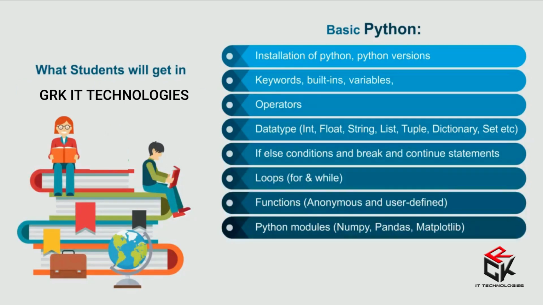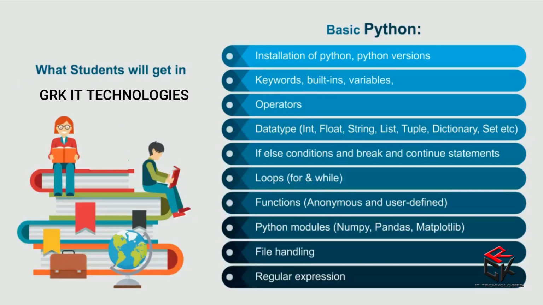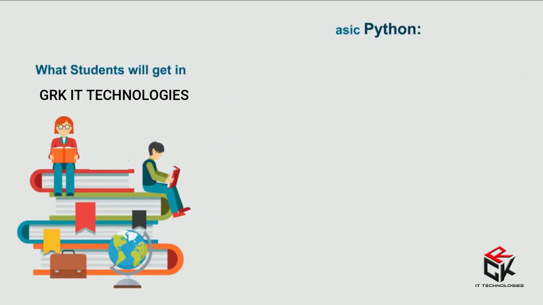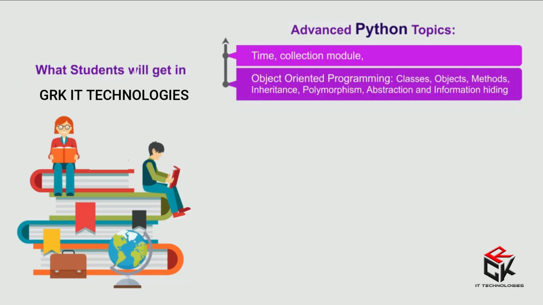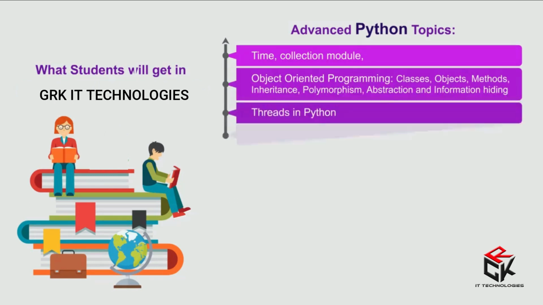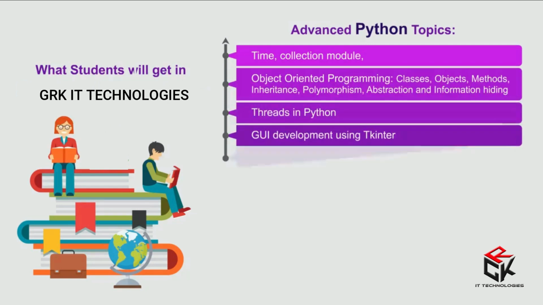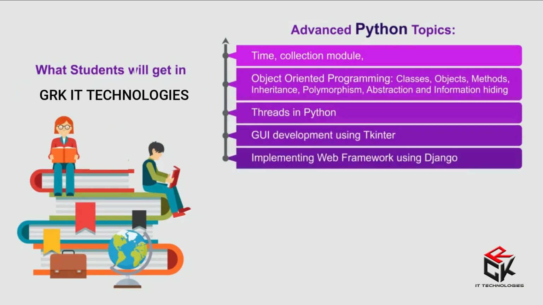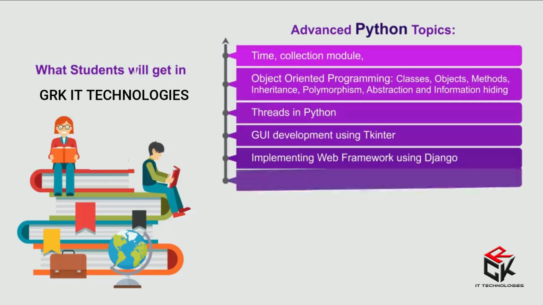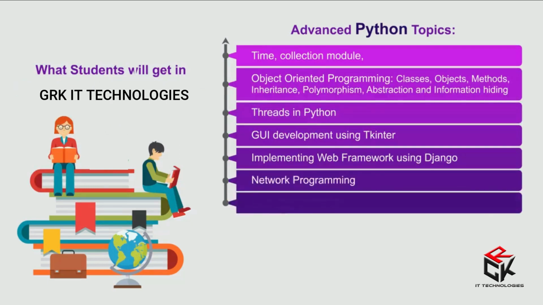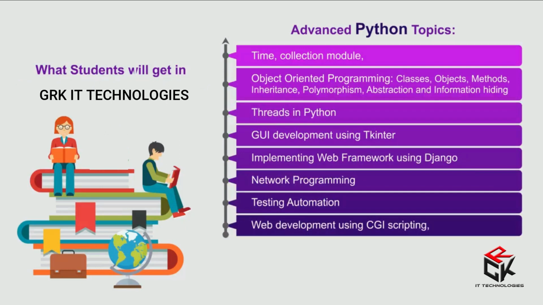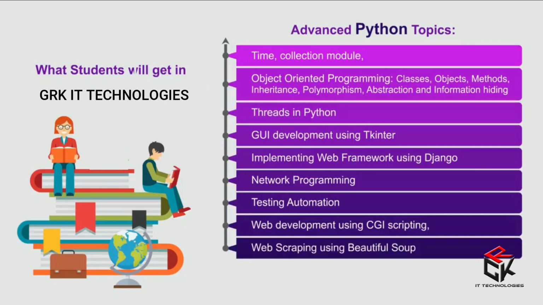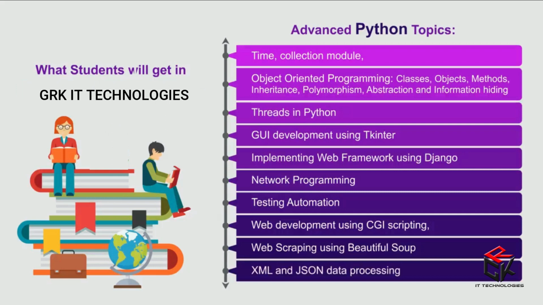The topics which we will cover for advanced Python programming are time and collection module, object-oriented programming which includes classes, objects, methods, inheritance, polymorphism, abstraction, information hiding, threads in Python, GUI development using Tkinter, implementing web framework using Django, network programming, testing automation, web development using CGI scripting, web scraping using Beautiful Soup, XML and JSON data processing.